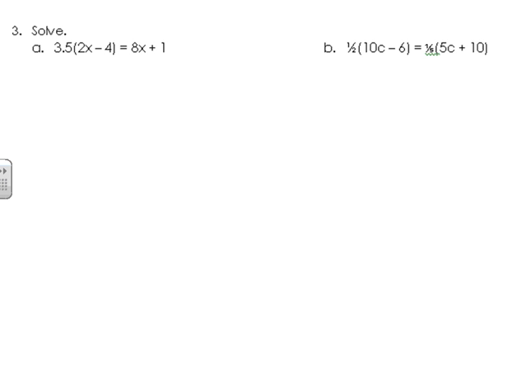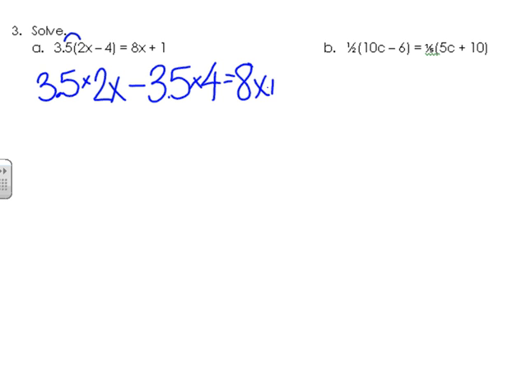All right, part 3, we're just solving these equations. Most of them are going to require distribution and or multiplying by the reciprocal. On part A, this is 3.5 multiplied by the quantity of 2x minus 4. So I'm going to start off with 3.5 times 2x minus 3.5 times 4 equals 8x plus 1. Okay, 3.5 times 2 is 7, so I get 7x. 3.5 times 4 is 14.